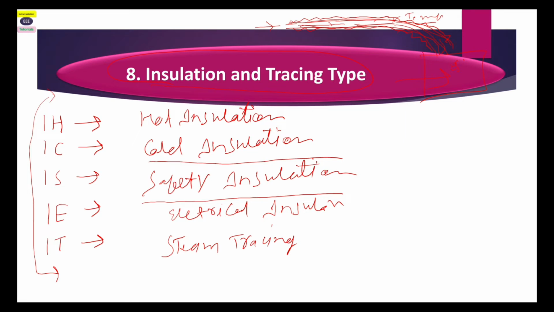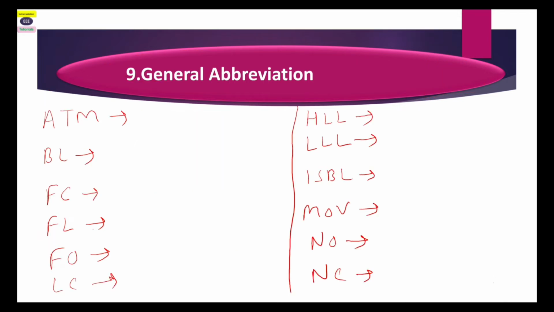Now our next part is general abbreviations. These abbreviations are also used in your P&ID. ATM is generally atmosphere. Some lines are directly open to atmosphere, so ATM is written, simply meaning the atmosphere. BL is the battery limit.